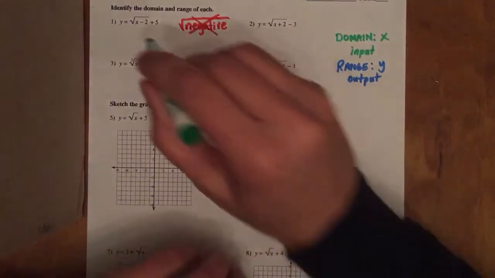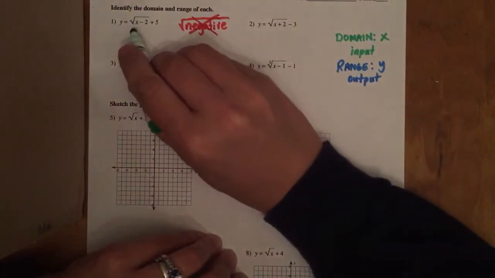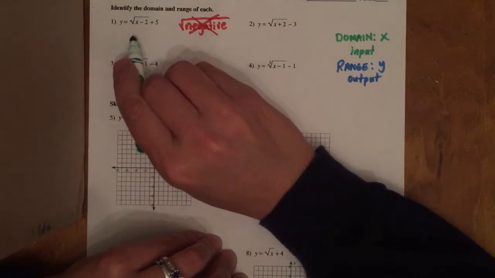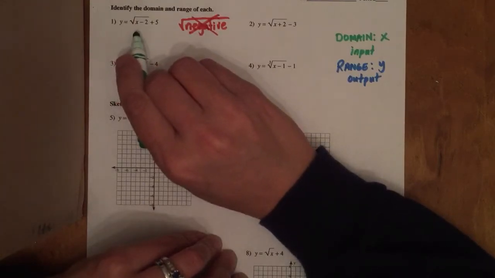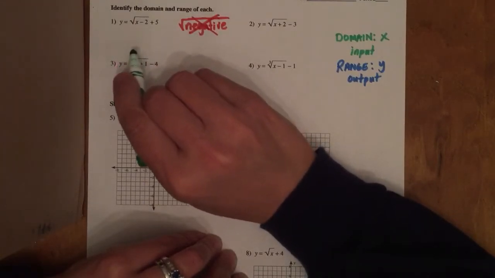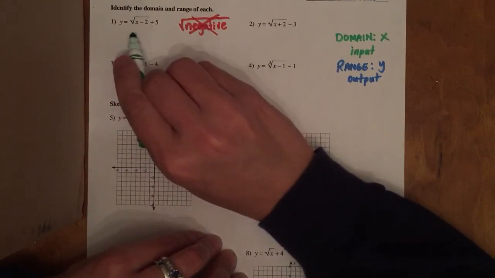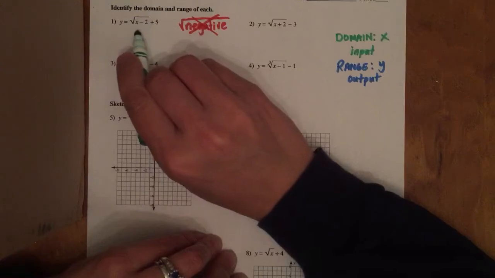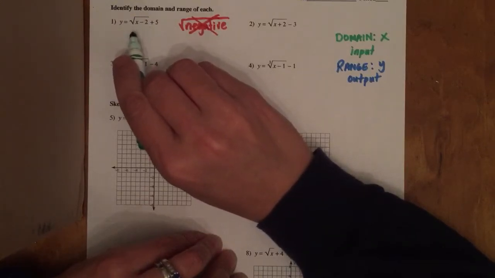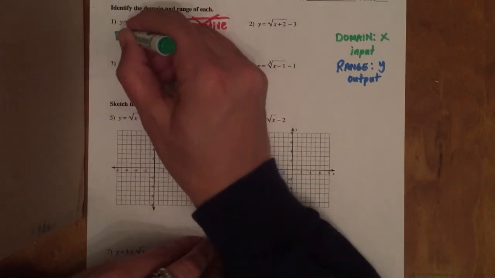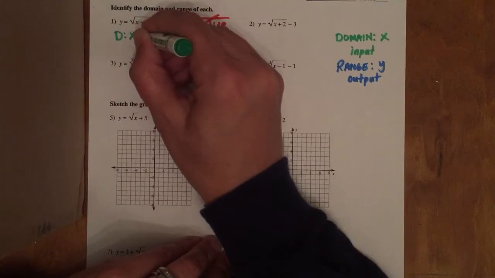So let's look at this function. Knowing that I cannot get anything smaller than 0, because that's the smallest real number I can take the square root of, I can't get anything smaller than 0 under this radical sign. That means that my x value has to be greater than or equal to 2.